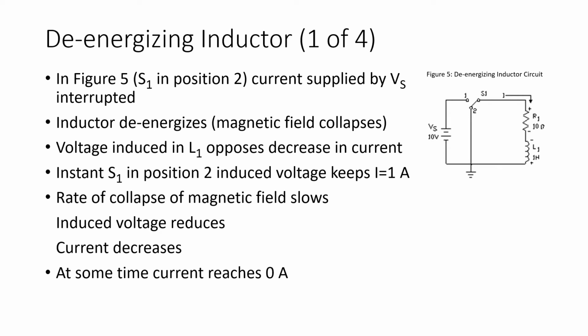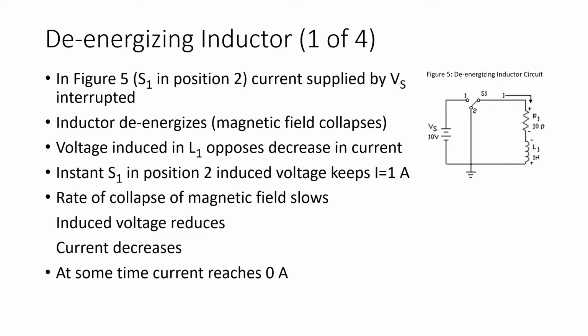Now, let's look at the circuit of figure 5. The single pole double throw switch is placed in position 2, and this interrupts the current supplied by the source. And what will happen is that the magnetic field will collapse since there's no more current from the source that's creating this magnetic field. And as the magnetic field collapses, we have relative motion between flux and a conductor, and this relative motion induces a voltage that opposes the change in current.